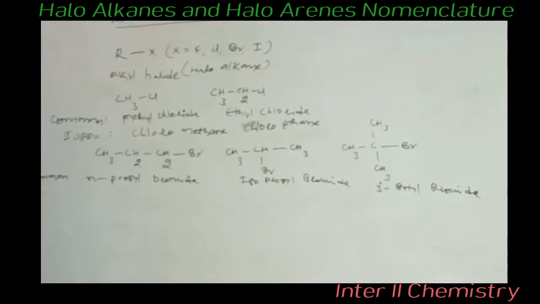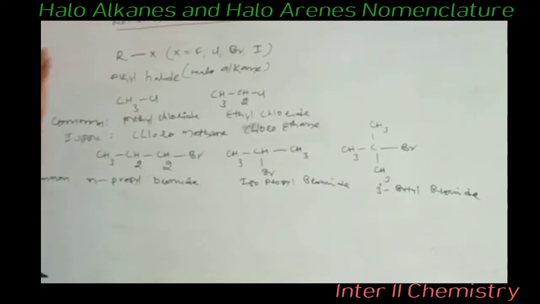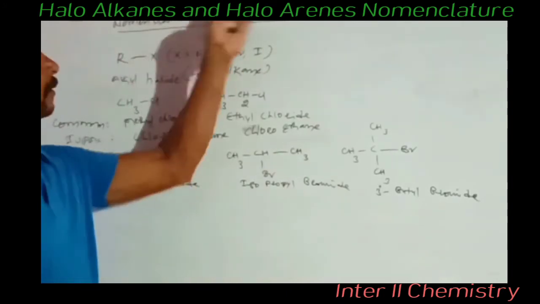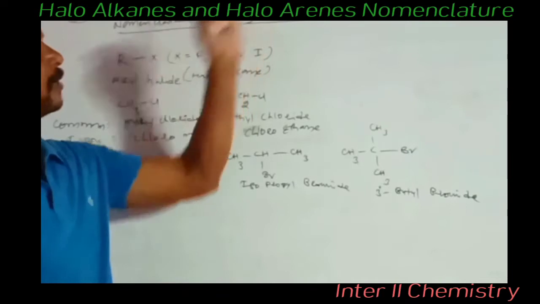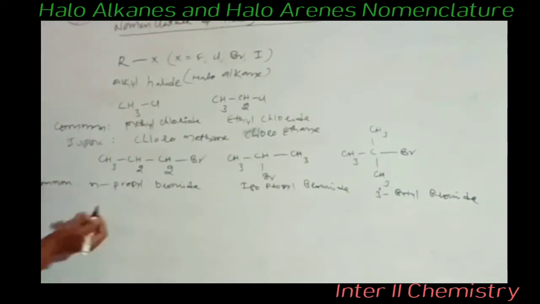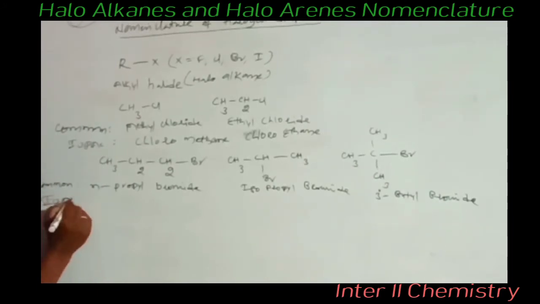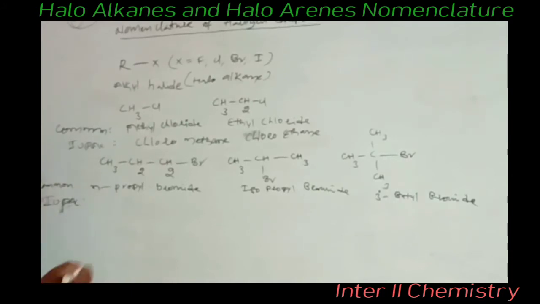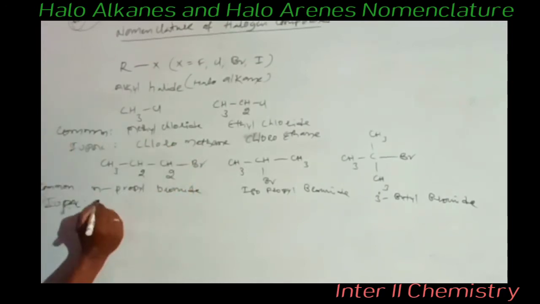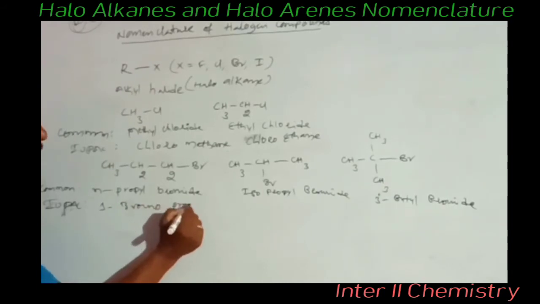So we have to follow the IUPAC rules and also the common method. Commonly those are called alkyl halides or aryl halides. According to IUPAC nomenclature, those are called haloalkanes and haloarenes. So it is the common name n-propyl bromide. So what is the IUPAC name? As the bromine is located on the first carbon, it is also called 1-bromopropane.